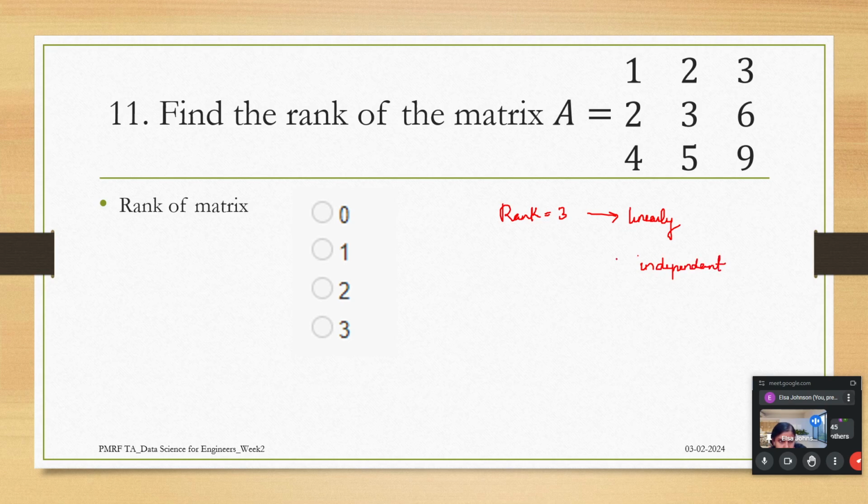Another thing is, if you find the determinant also, the value will be coming around 3. A determinant of 3 means it is not equal to 0. So the rank of that matrix will be 3. So the answer is 3.